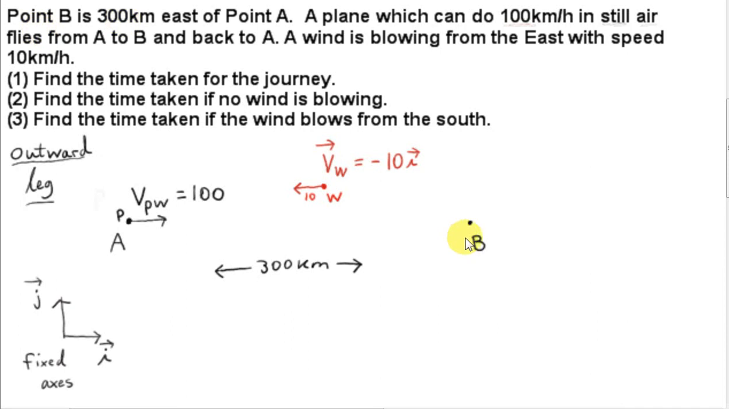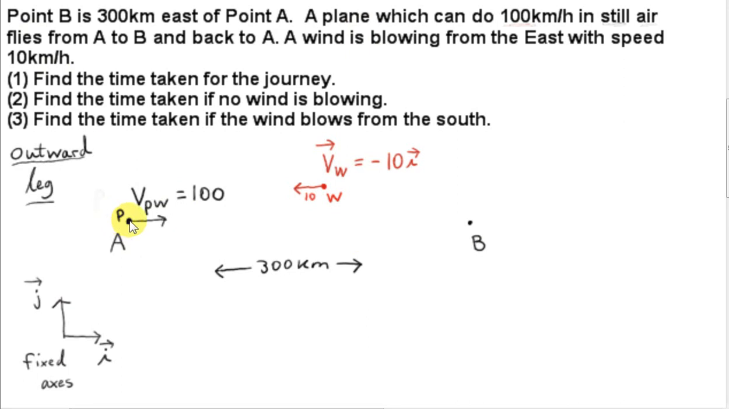Point B is 300 kilometers east of point A. A plane which can do 100 kilometers per hour in still air flies from point A to B and back to A. A wind is blowing from the east with speed 10 kilometers per hour.